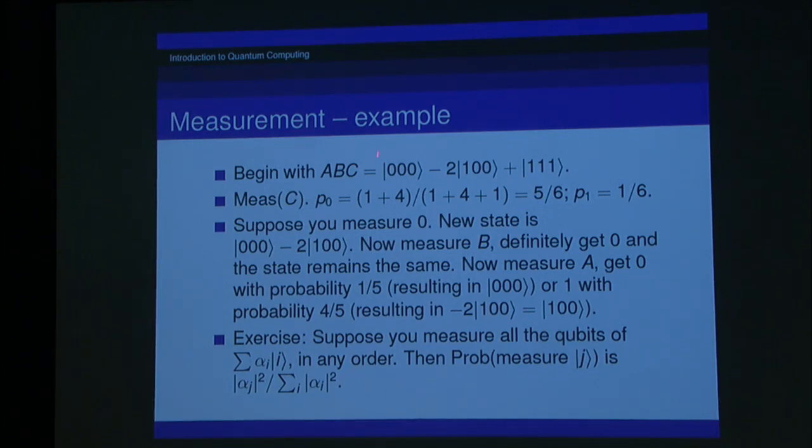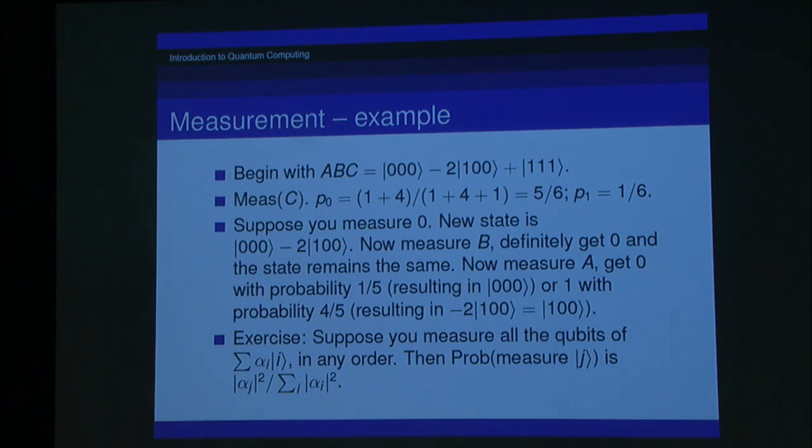So here's an example. If you began with the state ABC, and let's suppose we decide to measure C, you can see that most of the weight is on measuring 0. Measuring 0, you have 1 squared plus 2 squared, which is 5. Measuring a 1, you only have 1 squared. So after you normalize, you get 5/6 versus 1/6. Now let's just suppose we happen to measure a 0. So the new state has collapsed. The other part has gone away.